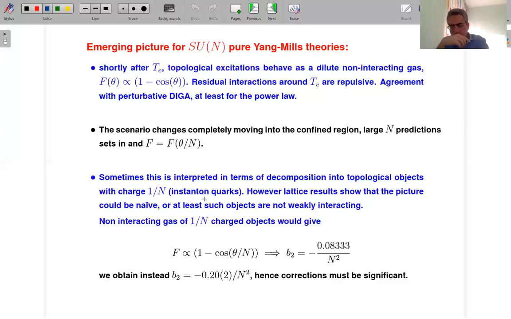Falsified in the sense that if these objects really exist, they are not weakly interacting. You can measure the interactions among them. Maybe the value that we obtain could be used in some effective models to model the interaction of these objects. I don't know, this is just something which could be done in the future.